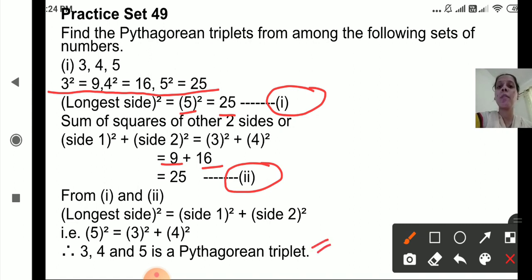Why are they a Pythagorean triplet? Because the hypotenuse square, meaning longest side square, is equal to the sum of the squares of the other two sides. Therefore these numbers 3, 4, 5 are a Pythagorean triplet. From 1 and 2, if it is not equal, then it's not a Pythagorean triplet. Now in this question, from 1 and 2, the longest side square is equal to side 1 square plus side 2 square. Therefore this set of numbers 3, 4, 5 is a Pythagorean triplet. So in this way you will find out a Pythagorean triplet.